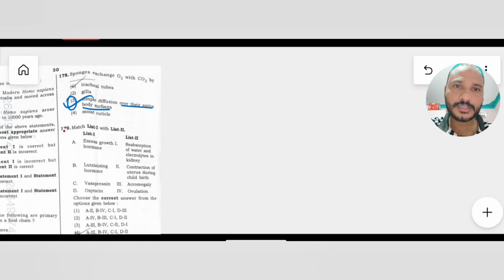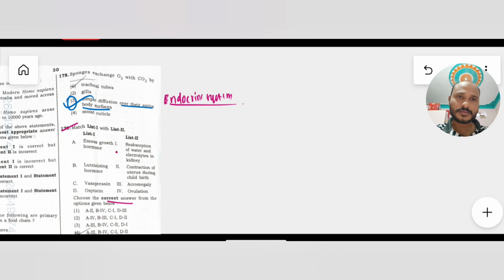Here is question 179, a match the following type. In list one we have growth hormone, luteinizing hormone, vasopressin, and oxytocin, and their functions are given. So choose the correct answer. This question is from human physiology, the endocrine system. If you observe these options clearly, all the hormones in this entire question come from the pituitary hormones only.